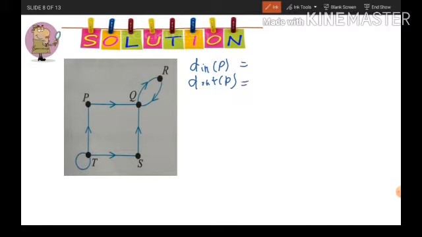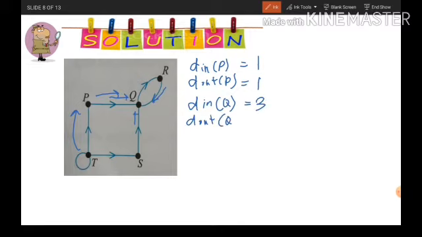Degree in means the edges that come to P. So this is degree in for P, and this is degree out for P. How many lines go to P? 1. Degree out for P is also 1. Next, degree in for Q: 1, 2, and 3. Degree out for Q equals 1.